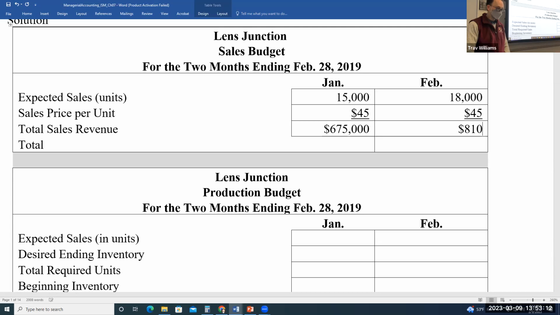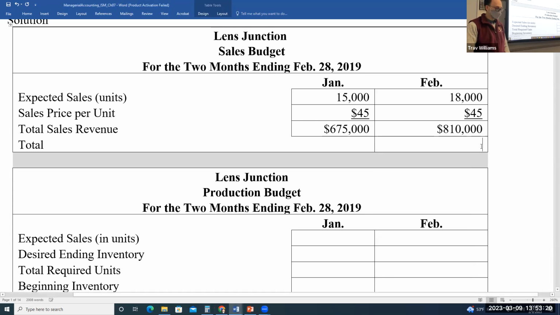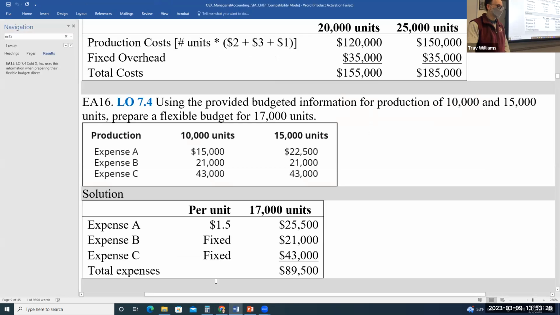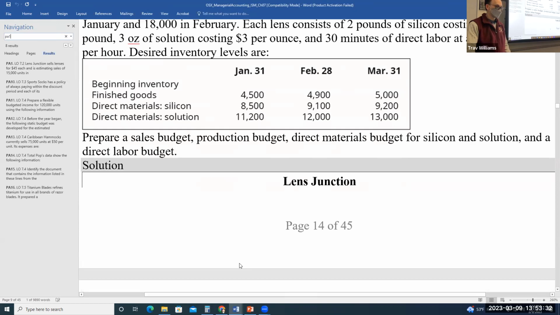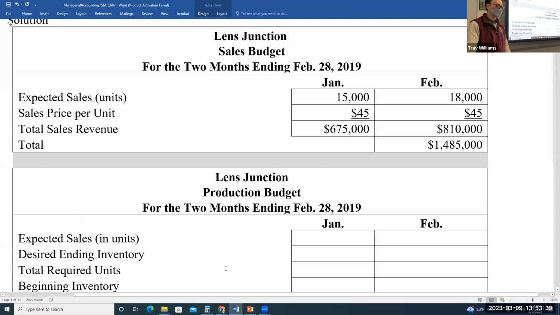And then to see the total for both months together, we could just, of course, add them. And it looks like $1,485,000. Okay, let me double check that one before we go any further. Yep, okay. Not bad so far, right?